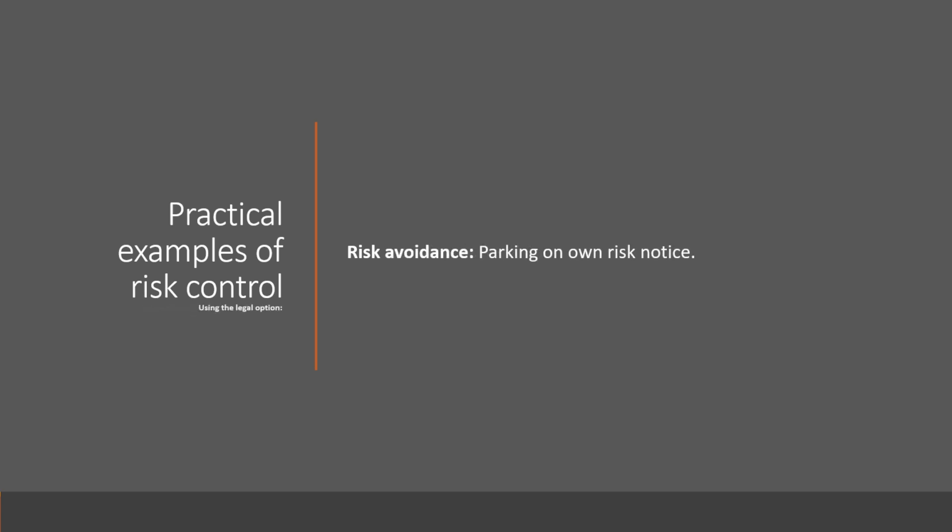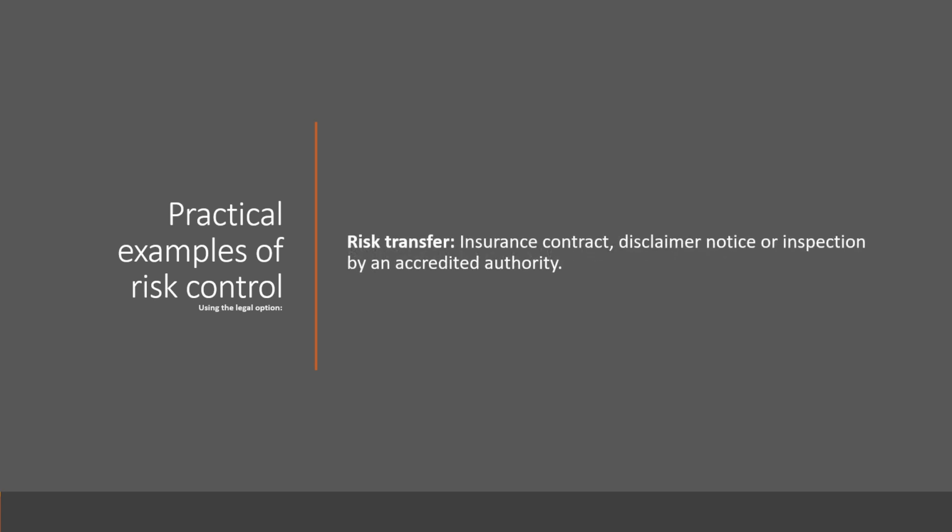Now we look at practical examples of risk control using the legal option, such as risk avoidance, parking on own risk notice. The legal option for risk elimination, following manufacturer's requirements. The legal option for risk reduction, complying with legal requirements. And finally, the practical examples of risk control using the legal option for risk transfer: an insurance contract, disclaimer notice, or inspection by an accredited authority.